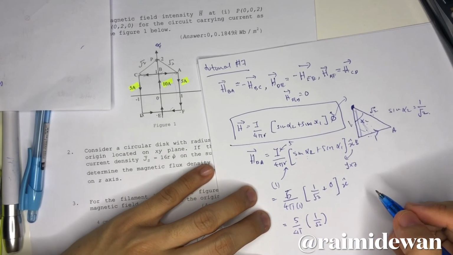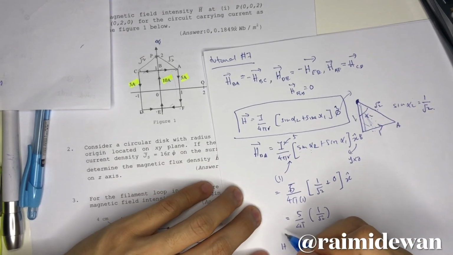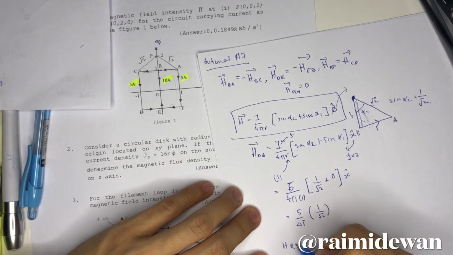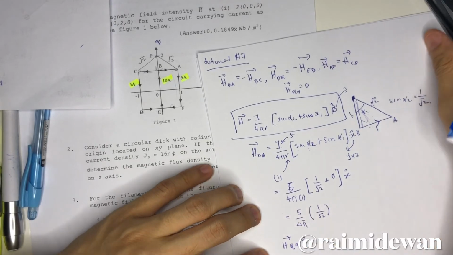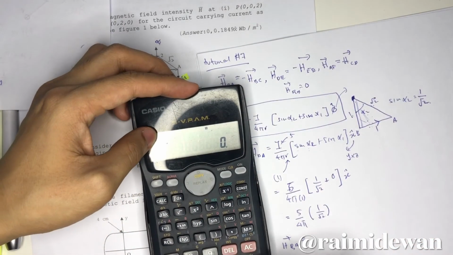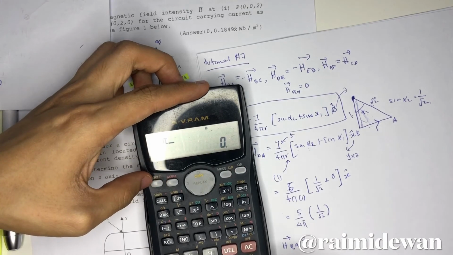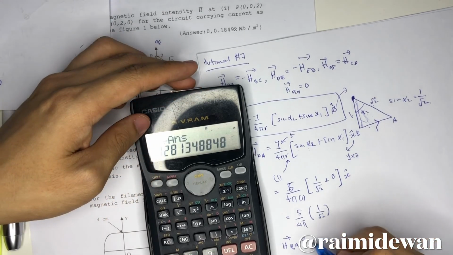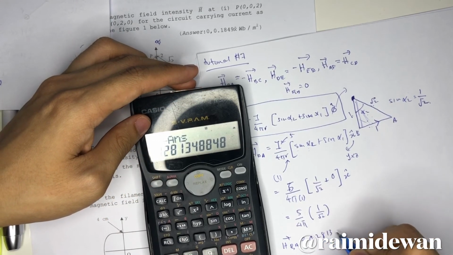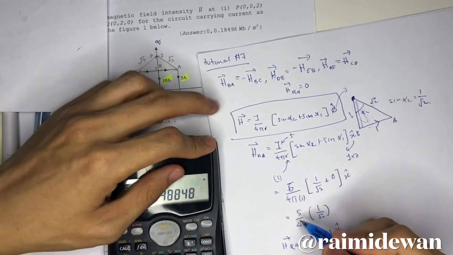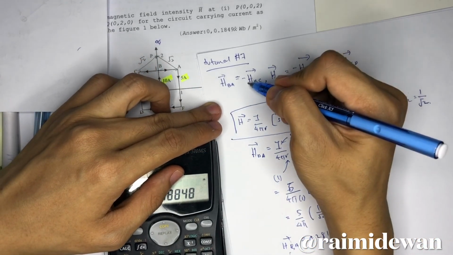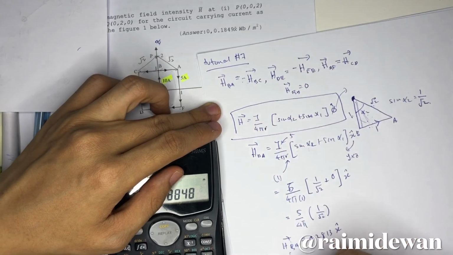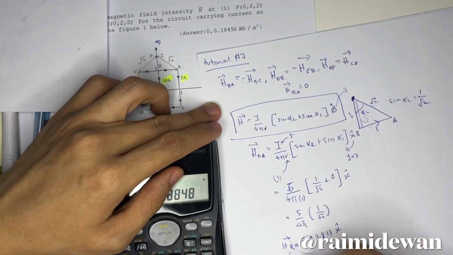Then what is your HBC and what is your HBA? 4 pi times 2, then 5 divided by answer, so you have 0.2813 in x direction. Since then you see the HBA is actually in the opposite direction of HBC. So once you know HBA, you can know HBC, which is the negative of HBA.